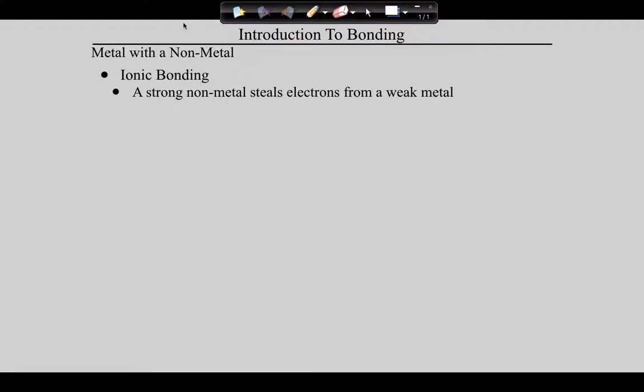So guys, an ionic bond happens when a strong nonmetal steals electrons from a weak metal. And when this happens, ions are formed, right? The metal loses electrons, it becomes positive. The nonmetal gains electrons, it becomes negative. That's why we call it ionic bonding.